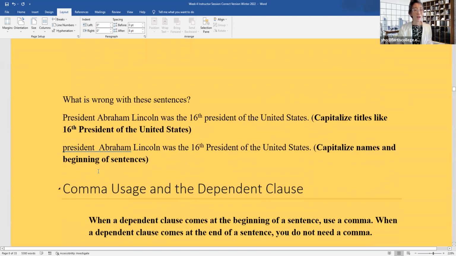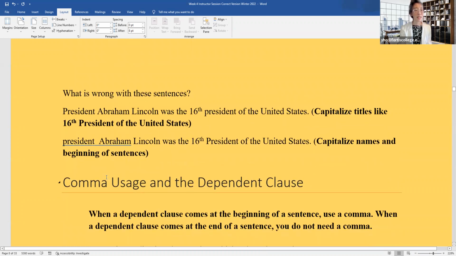Okay. What is wrong with these sentences? President Abraham Lincoln was the 16th President of the United States. What's wrong with that sentence? Although it says so right there.